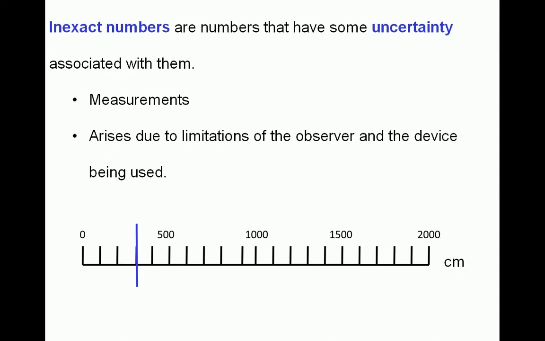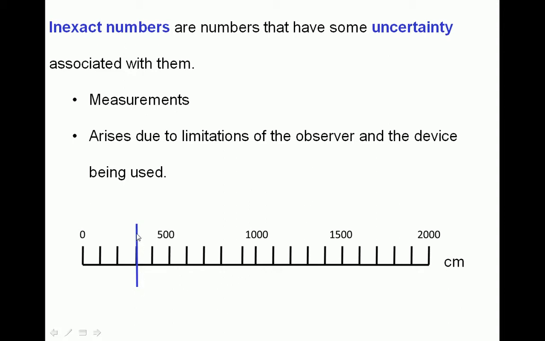Inexact numbers are numbers that have some uncertainty associated with them, e.g. the measurements, and these uncertainties arise due to limitations of the observer and limitations of the device being used. For example, this is a drawing of a ruler where the gradations are every 100 centimeters, and at this mark here, it looks to me that this is 300, but there's a little bit of uncertainty about it.